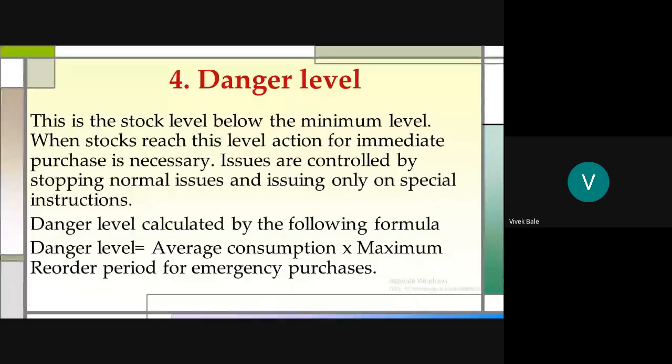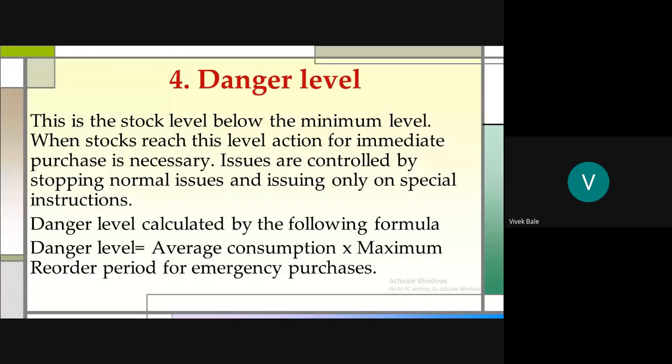an urgent action is required, because if your stock goes below the danger level, it means your production is going to be stopped anyhow. So therefore, you require material anyhow, and when your stock reaches this level, urgent action is required for fresh supply of material. It is generally below the minimum level. Therefore some organizations treat the minimum level as the danger level, whereas some organizations fix the danger level above or below the minimum level. It is meant for taking urgent corrective action.